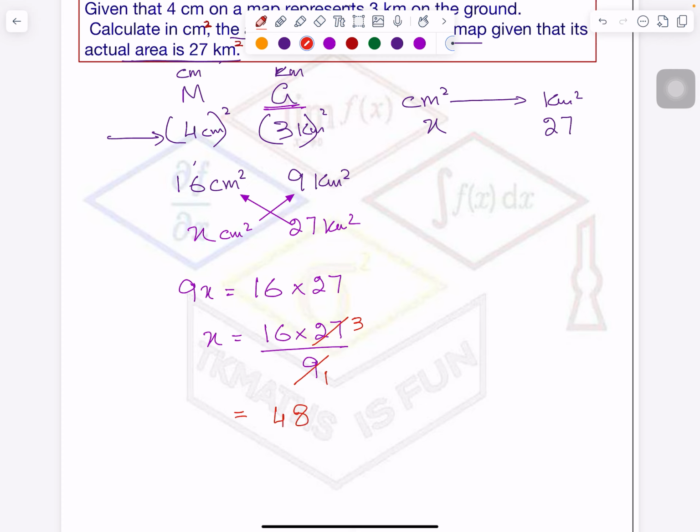Then x equals 16 times 27 divided by 9, and you can easily cancel it. 9 times 1 is 9, 9 times 3 is 27, and then 16 multiplied by 3 is 48. And what unit will come here? Absolutely right, because we are talking about the area on the map, so it is square centimeter. So I hope you understood this question.